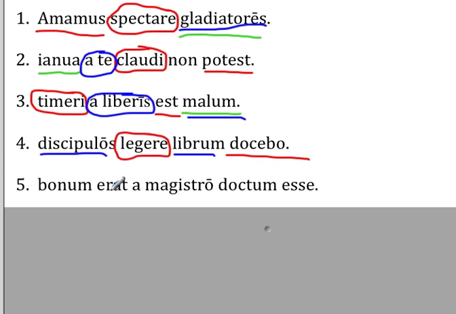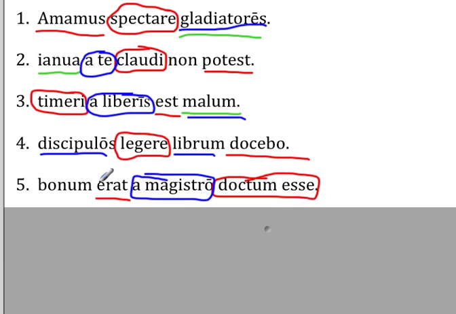Number 5. Bonum erat a magistro doctum esse. Alright, we've got erat as the main verb. We've got doctum esse as an infinitive. We've once again got a prepositional phrase, a plus something. And it's worth pointing out yet again that this shows up with a passive infinitive. So, a or ab, when you have a passive verb or infinitive, is usually going to be by.